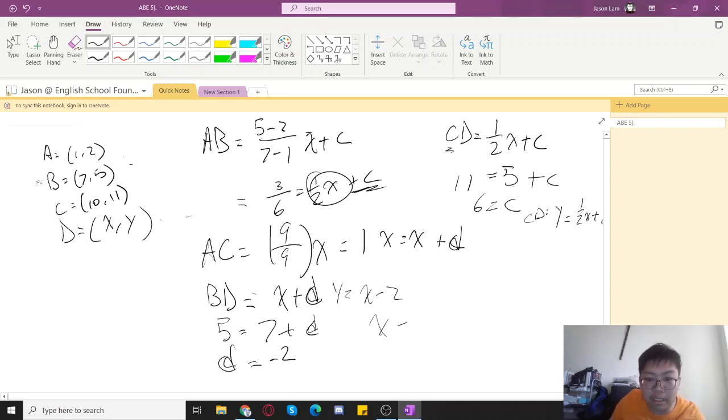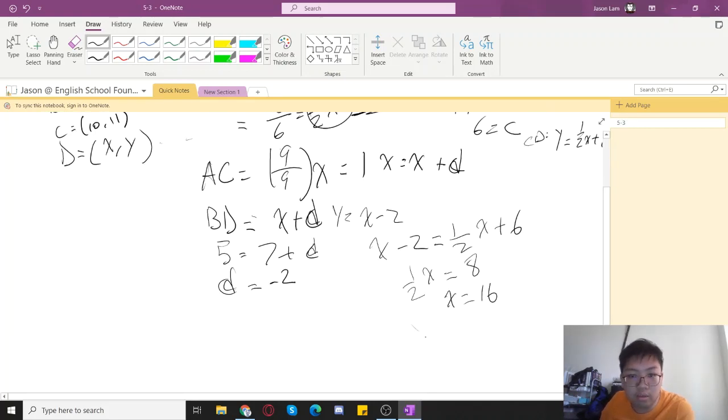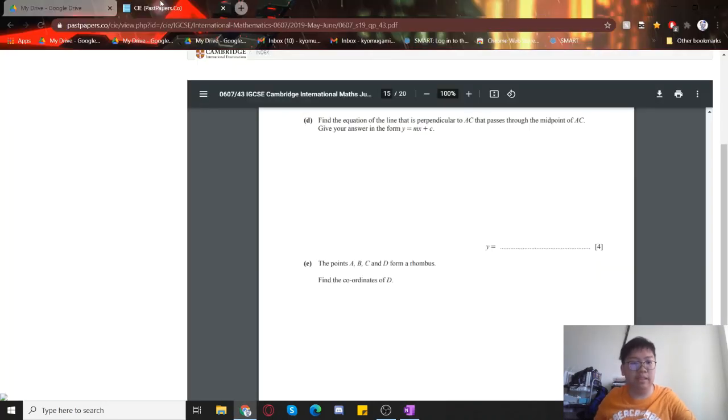Where the x and y points meet is where D is. Half x plus 6 equals x minus 2, so half x equals 8, x equals 16. So y equals 14. That should be our answer, unless it's not.